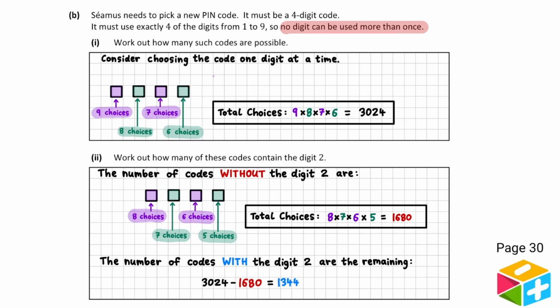In part 1, we saw that there was 3024 total codes. We found that 1680 of these do not contain the digit 2, so the remaining 1344 do contain the digit 2.